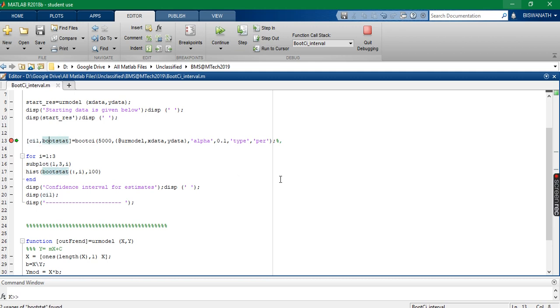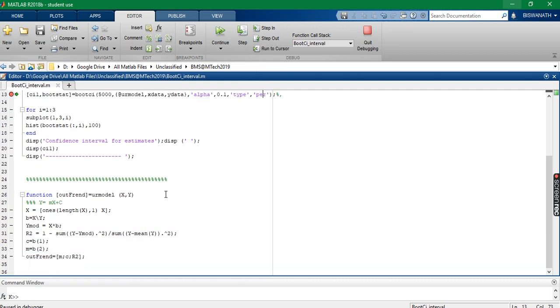You can do it manually as well, nothing wrong with that. Now you see alpha 0.1 I am putting so that we can have the significance level for our estimate, and it is a percentile based method we are going to use. And let's see what is going to happen if I am showing only one time. I'll show you. You see, I'm putting a break and I'm just continuing.